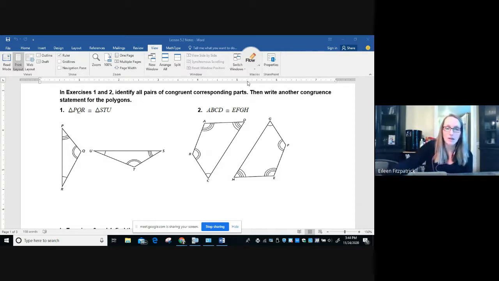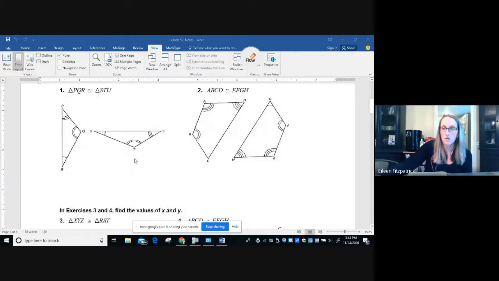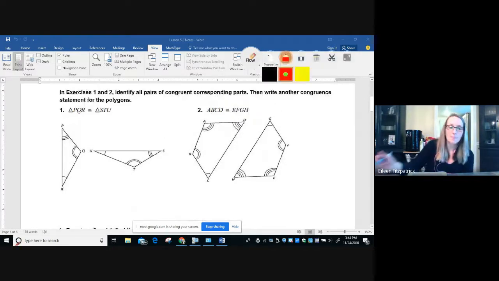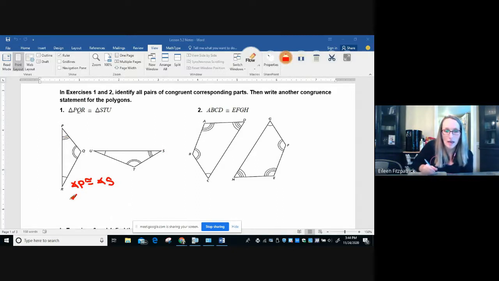So identifying the pairs of congruent corresponding pieces, we're going to have three angles. So you're going to say that angle P is congruent to angle S, right? Angle Q is congruent to angle T, again, because it's second letter, but also looking at the diagram, Q has two arcs and T has two arcs. And then finally, angle R is congruent to angle U.